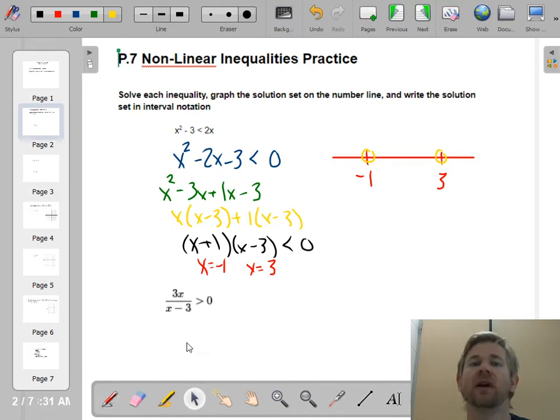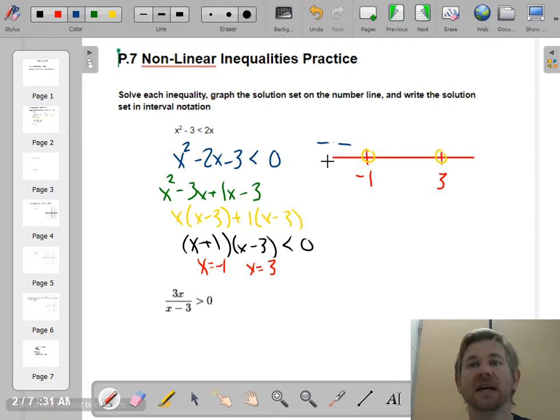So for our sign chart, I'm going to test numbers to the left of negative 1, so I'll do like negative 10. And I'm going to plug them in right here, and I'm going to see what happens. If you plug in negative 10, right here, negative 10 plus 1 is a negative 9. That's a negative number. If you plug in negative 10 right here, negative 10 minus 3, that's also a negative number. So if you have a negative times a negative, you're going to end up with a positive number.